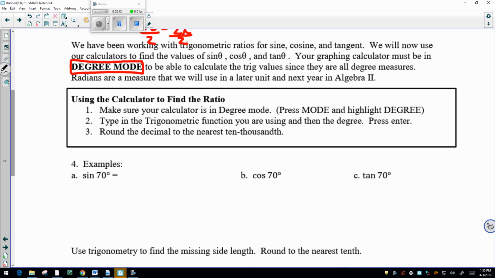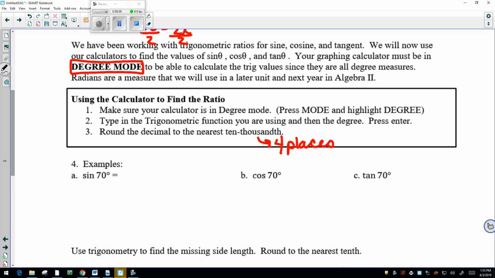And next year in Algebra 2, you're going to do the same thing. So if you're trying to switch it to degree mode, just remember you have to make sure it's in degree mode. You're going to press mode and highlight degree. It says we're going to type in the trig function that we're using and then press enter. And it says round the decimal places to the nearest 10,000th. This is 4 places.